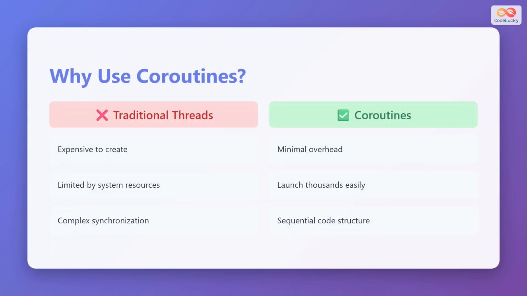Let's compare traditional threads with coroutines to understand why coroutines are so valuable. Traditional threads are expensive to create, consuming significant memory and processor resources. They're limited by system resources, meaning you can only create a finite number before running into performance issues. And managing thread synchronization is complex and error-prone. On the other hand, coroutines have minimal overhead, making them much more efficient. You can launch thousands of them easily without worrying about resource constraints. And perhaps most importantly, coroutines allow you to write asynchronous code in a sequential, readable structure, avoiding callback hell and nested code complexity.